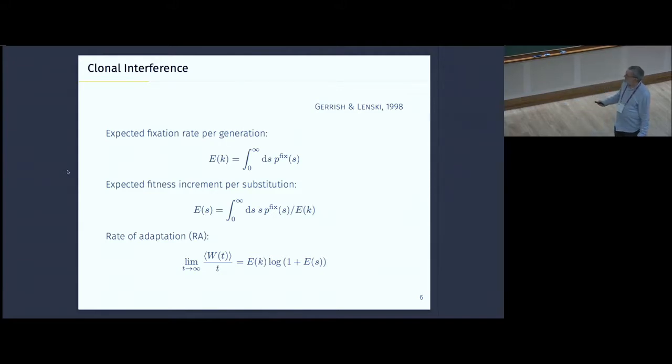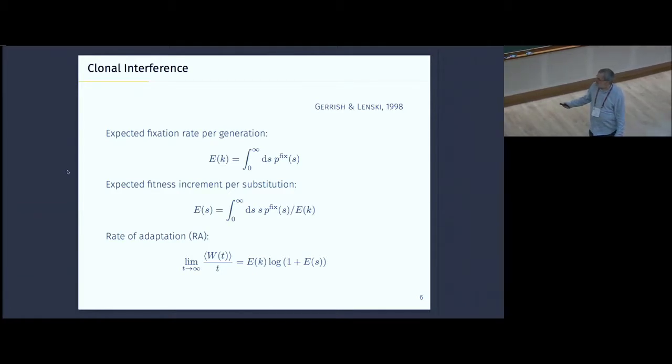And with that, you can evaluate the expected behavior of the Wrightian fitness. You remember Wrightian versus Fisher or Malthusian fitness. Wrightian fitness is the expected number of offspring.